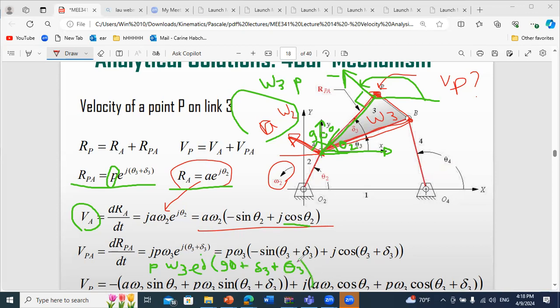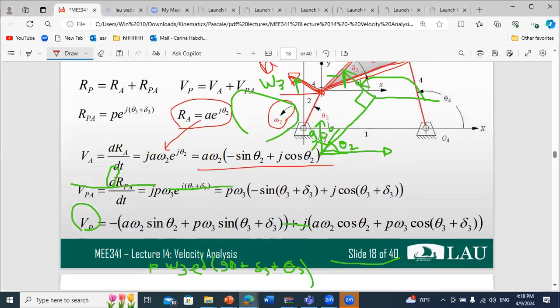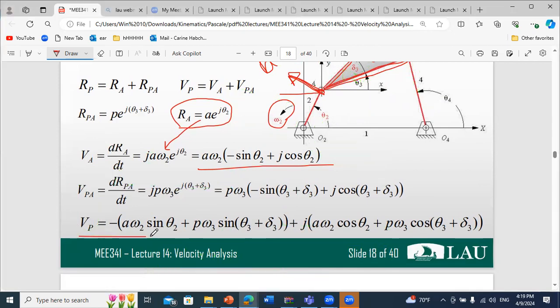Along I, which is here the real part, you have p omega 3 times minus sine of theta 3 plus delta 3, while the complex part is equivalent to the projection along the J vector, which is cosine of theta 3 plus delta 3, okay? Now, the total velocity of point P will be simply the addition of VA plus VP relative to A. So you add the real parts together and the imaginary parts together, and you will get the expression of the total velocity of any point of your coupler. You can do it for any point of interest on your coupler.